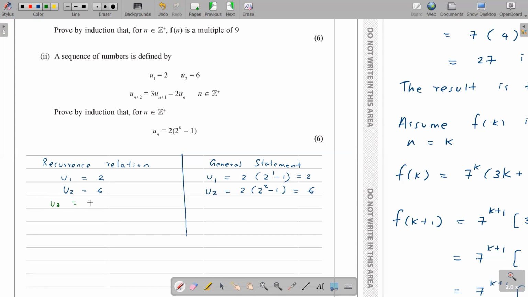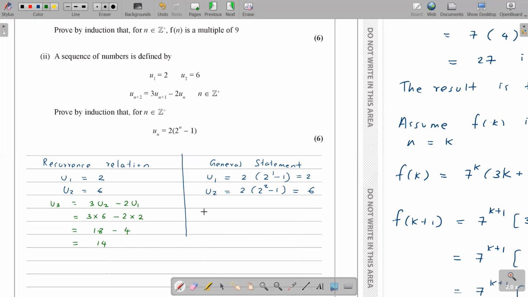u3 equals what? 3 u2, right? Do you realize I get u3 when I use n as 1 here? So when I use n as 1, u3, 1 plus 2 is the third term. u3 equals 3 times u1 plus 1, that's u2, minus 2 times u1. Do you realize what's going on here? So I'm now going to use the recurrence relationship at least once to calculate the third term. Okay, so the second term is known. Second term is 6 minus 2 times first term is 2. 3 times 6 is 18 minus 2 times 2 is 4. How much is it? 18 minus 4 is 14.